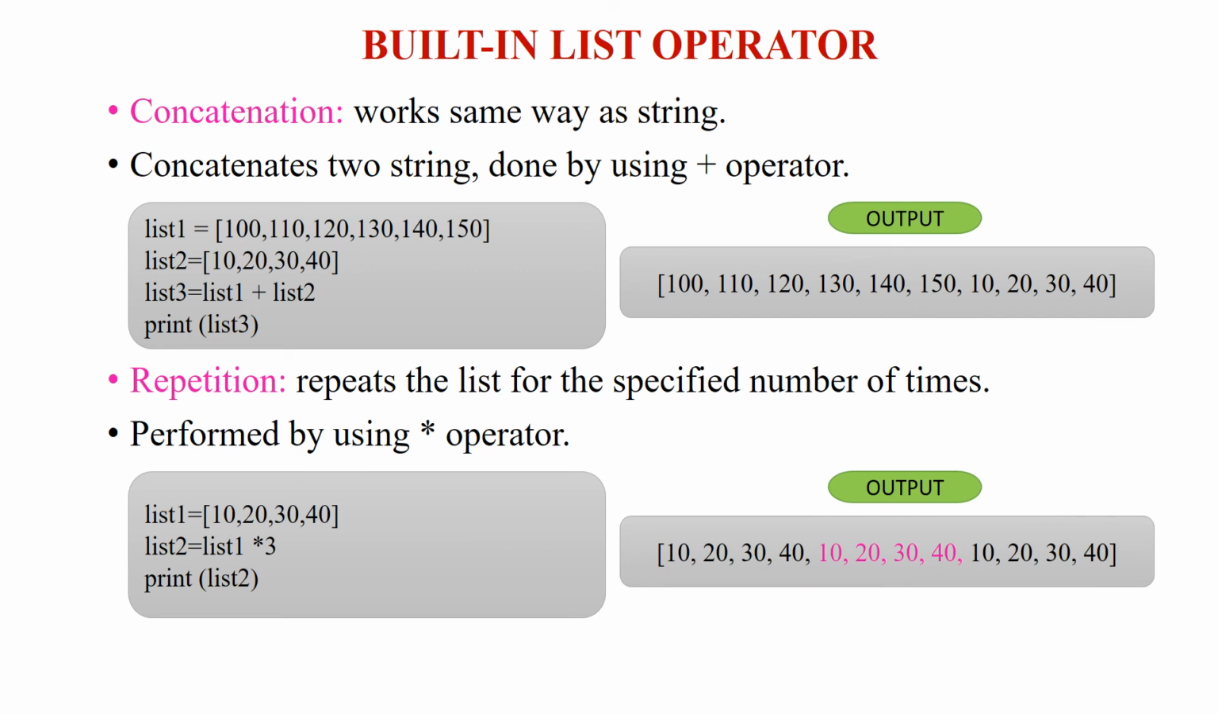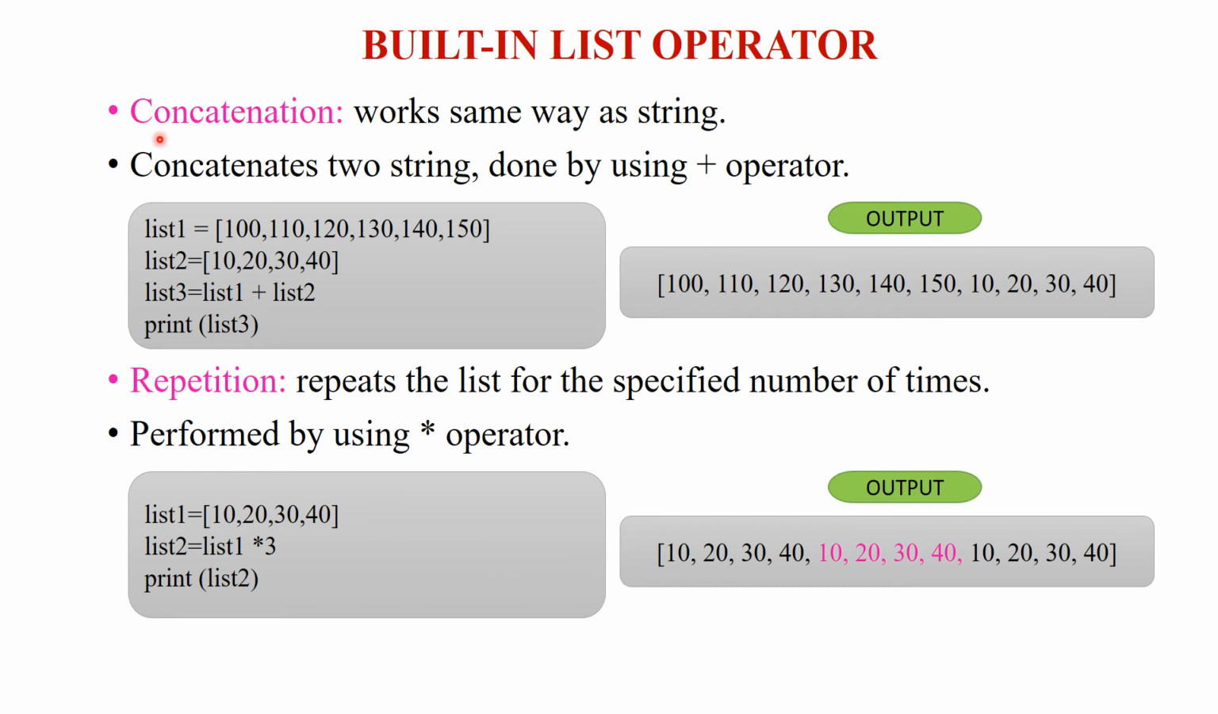The next one is the built-in list operators. Here it has three types of operators: one is concatenation, repetition, and the in operator. The concatenation operator works the same way as we have seen in the string. If you want to know more about the string, I will give you the link in the description box. You can go through that.